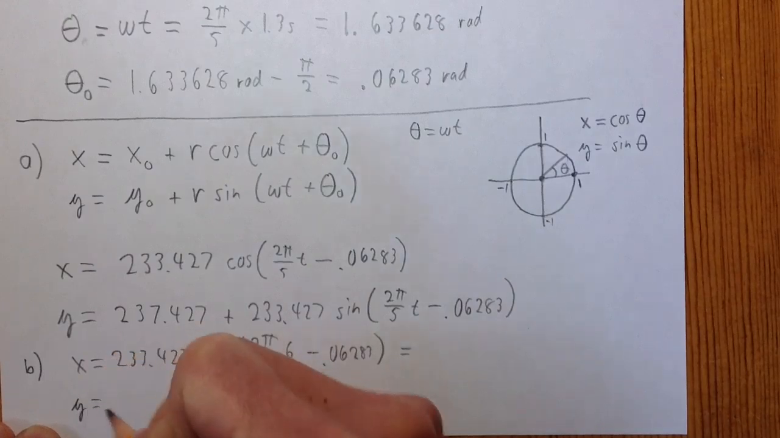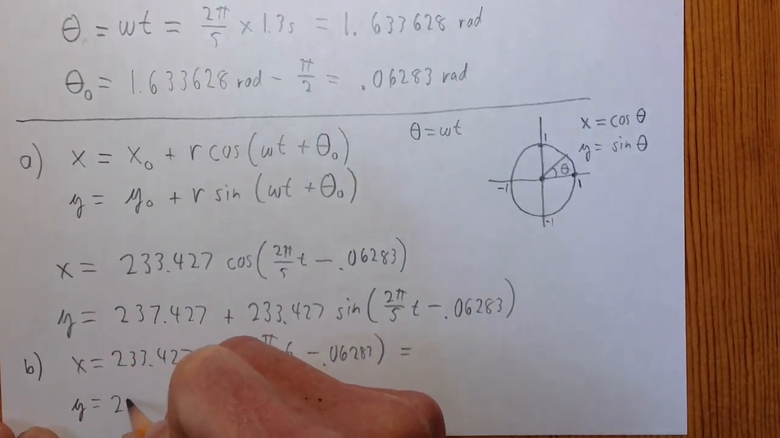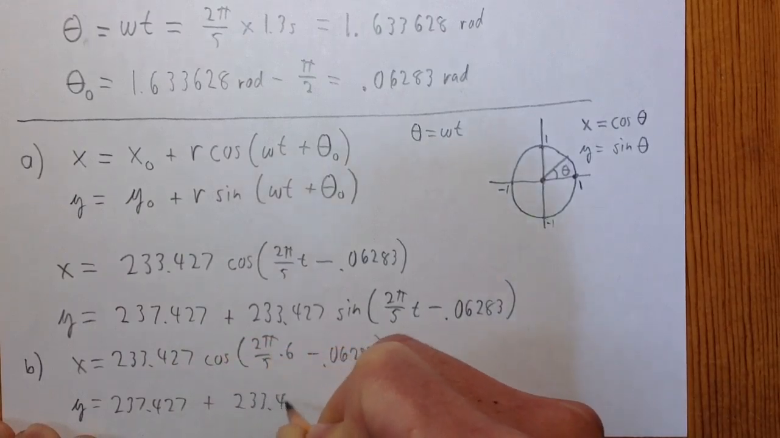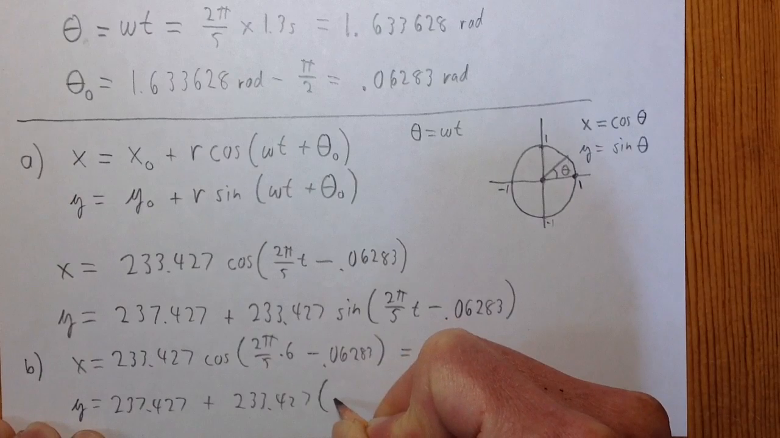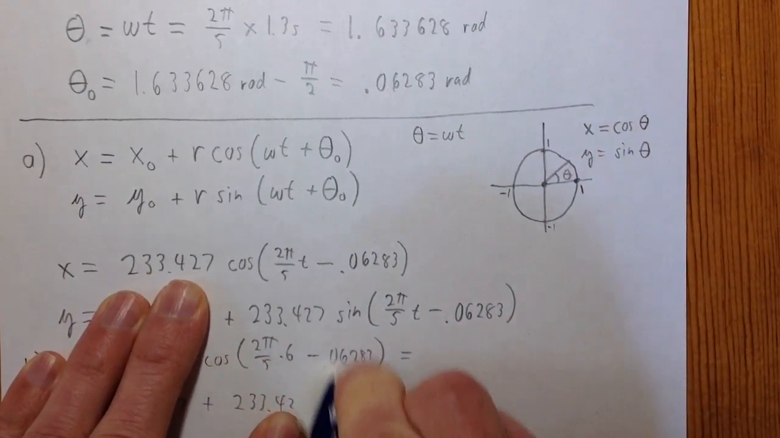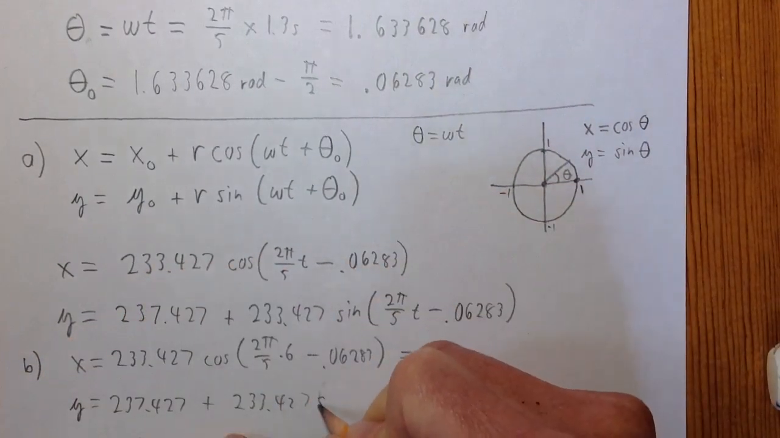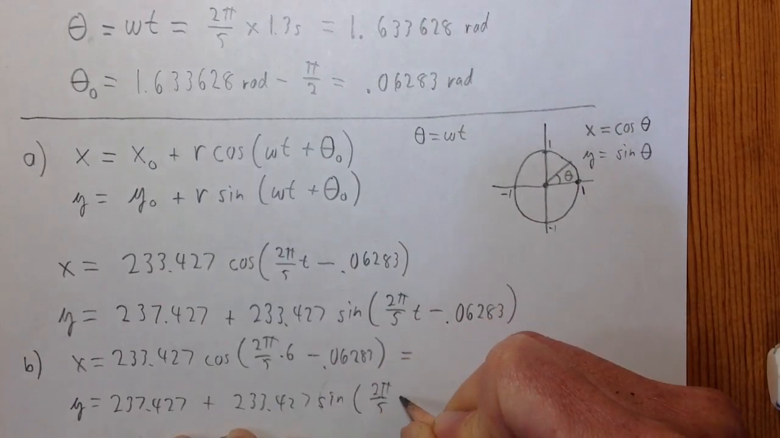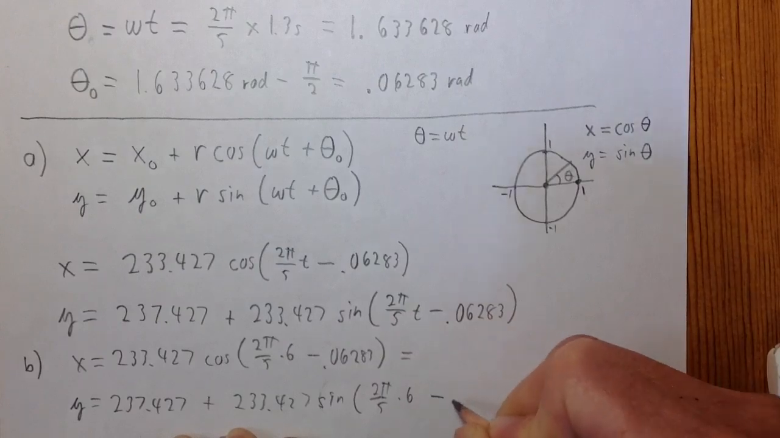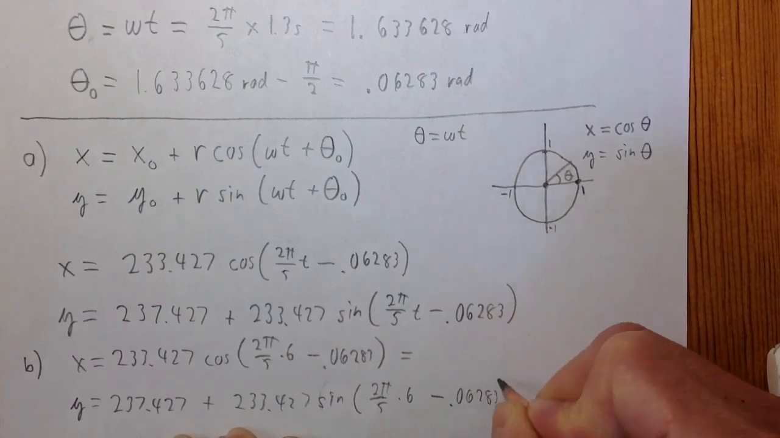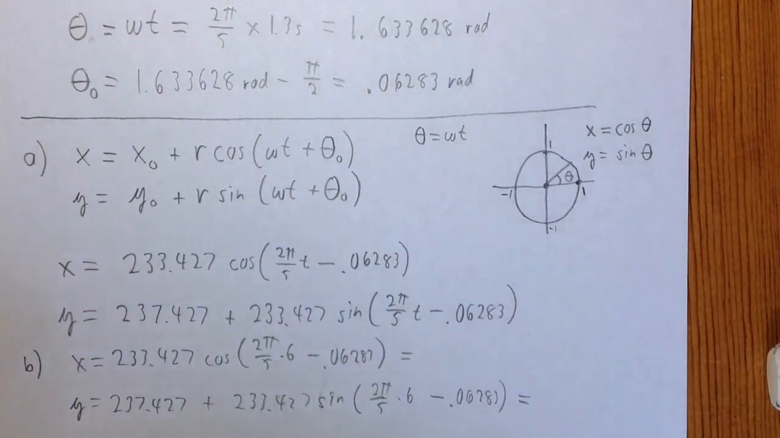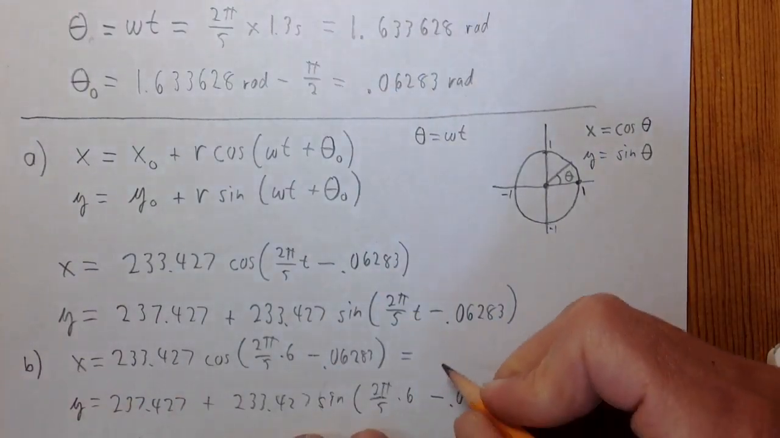Then the y value is just this other one, 237.427 plus 233.427 times the sine of 2 pi over 5 times 6 minus 0.06283, keeping everything in radian mode. And then we just get an answer. And if you do that really carefully, you should get that it's 85.93.